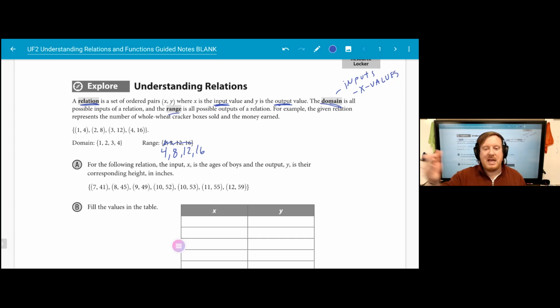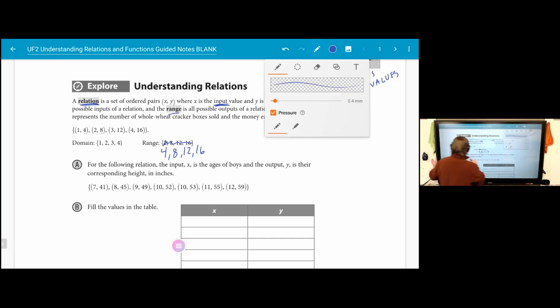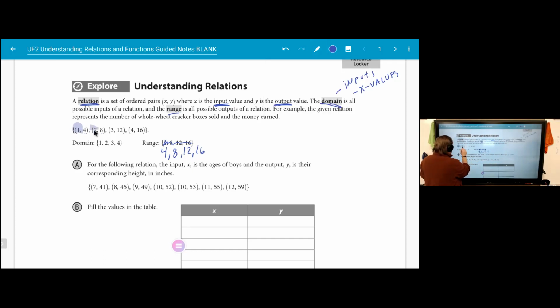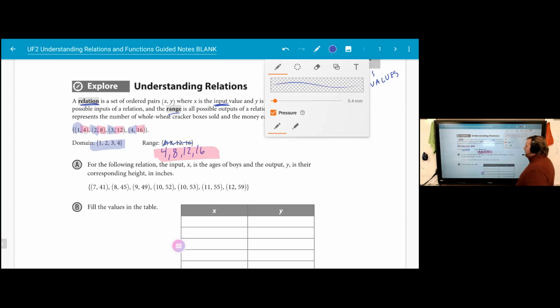For example, the given relation represents the number of whole wheat cracker boxes sold and the money earned. In other words, if I sold one cracker box, I made $4, 2 made 8, 3 is 12, and 4 is 16. The domain is the X values: 1, 2, 3, and 4. The range are the Y values: 4, 8, 12, and 16. Those are the range values.